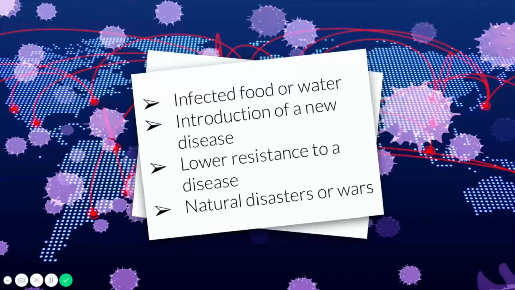And lastly, natural disasters or wars. Natural disasters and wars can trigger the start of epidemics and then pandemics by causing infected water, bringing in new diseases from other countries, and lowering the resistance to disease of a population.